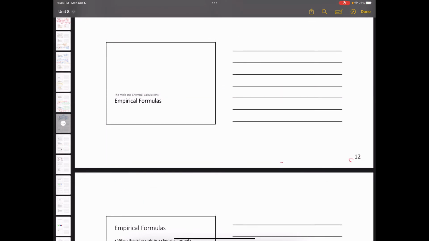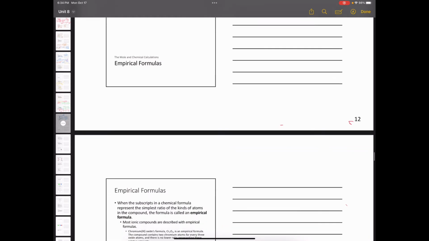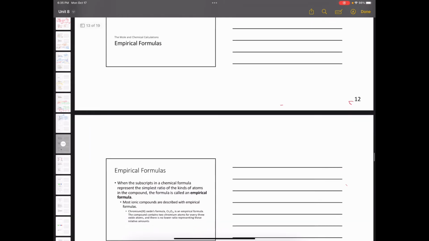So when it comes to empirical formulas, sometimes when we write the chemical formula for a substance, we can either use the molecular formula or we would use the empirical formula. For the most part, up to this point, when writing the chemical formula, we've been using the molecular formula, which represents exactly how many atoms of that specific element are within that chemical formula. Now we are going to look at something a little bit different, which is the empirical formula.